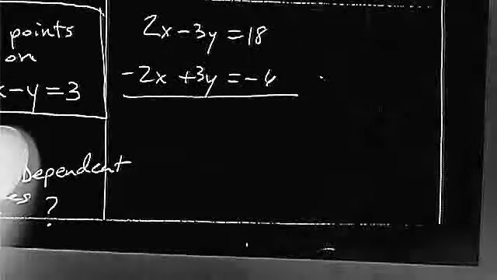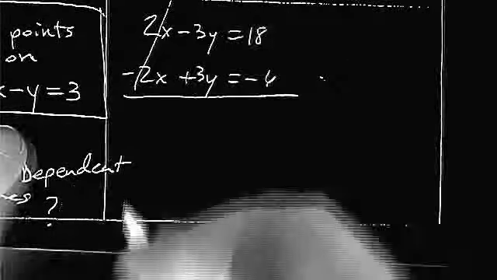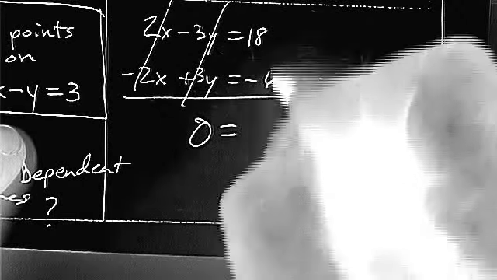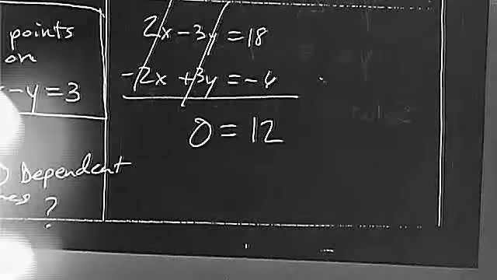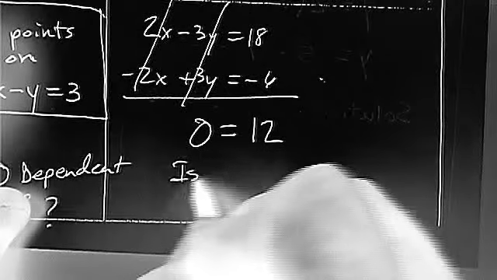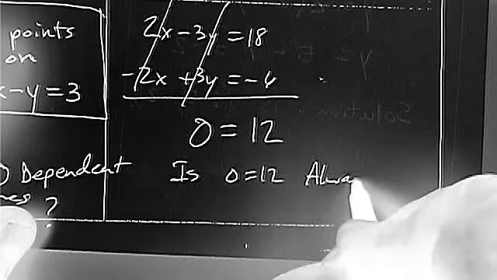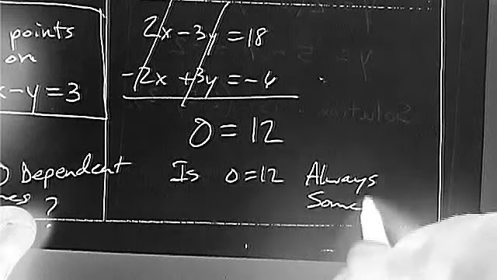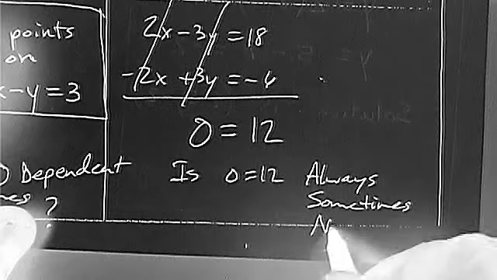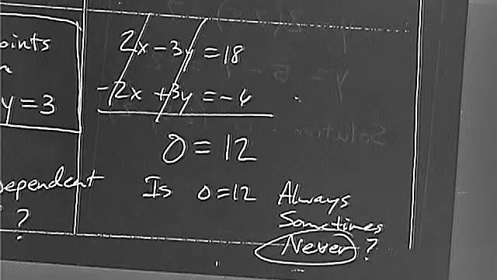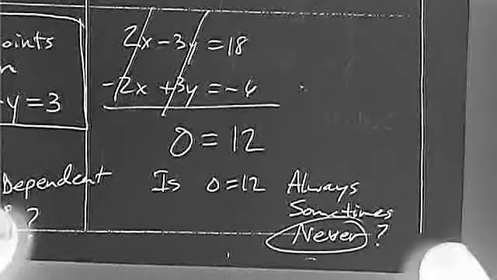Well, what about this next one? I notice that I can get rid of the x's right away by adding. So I add these two equations together, and these cancel out, and these cancel out, so that leaves me with 0 on that side. But over here, these don't cancel out. I end up with 12. So, is 0 equal to 12 always, sometimes, or never? Well, of course the answer is never. That's never going to be true.